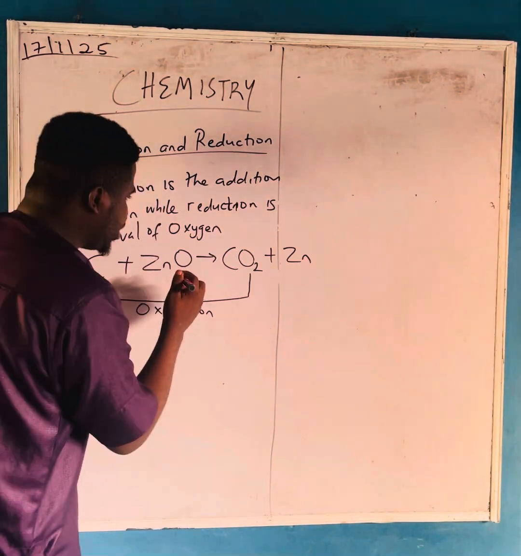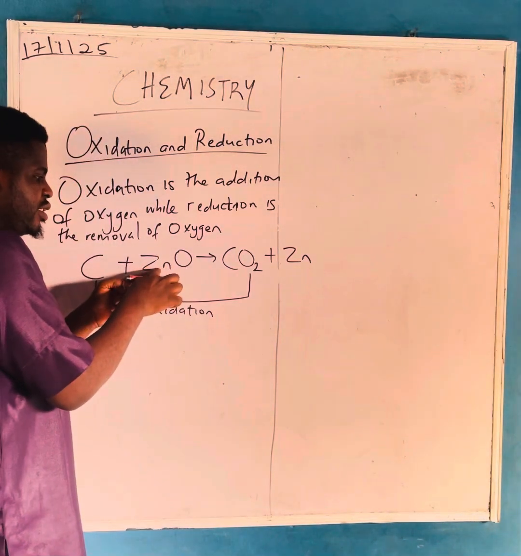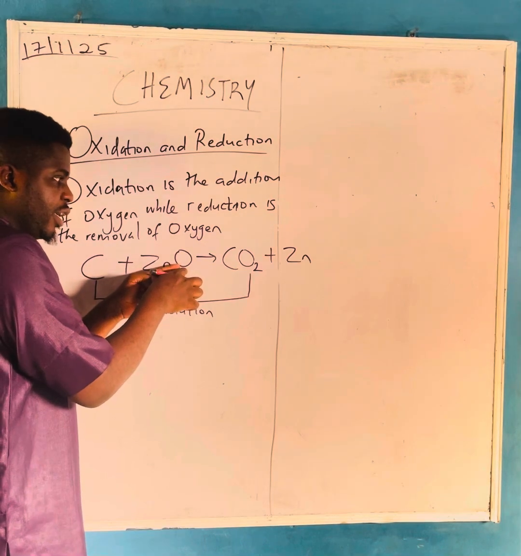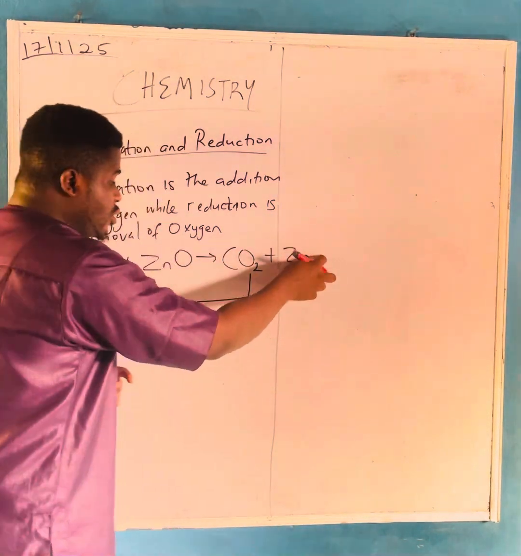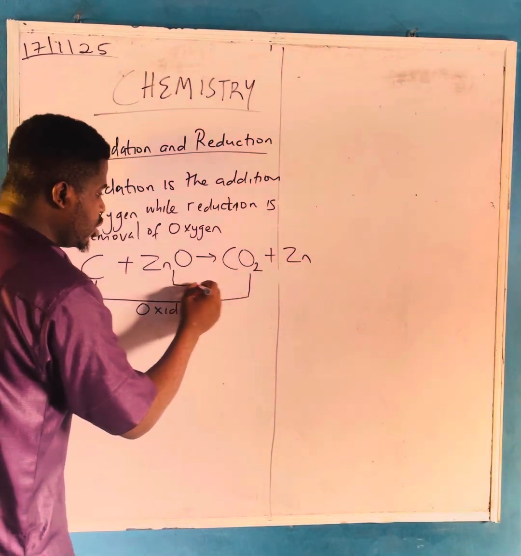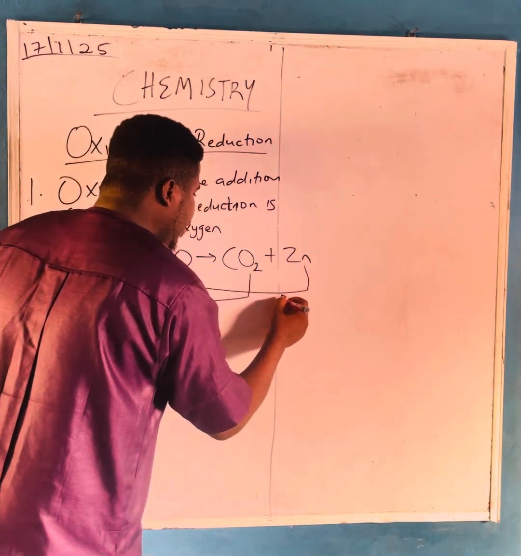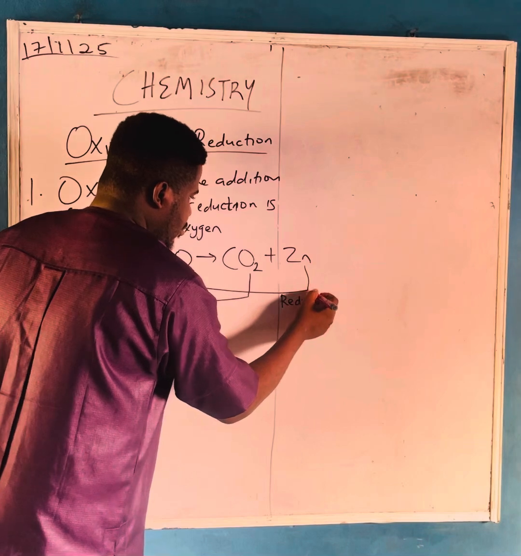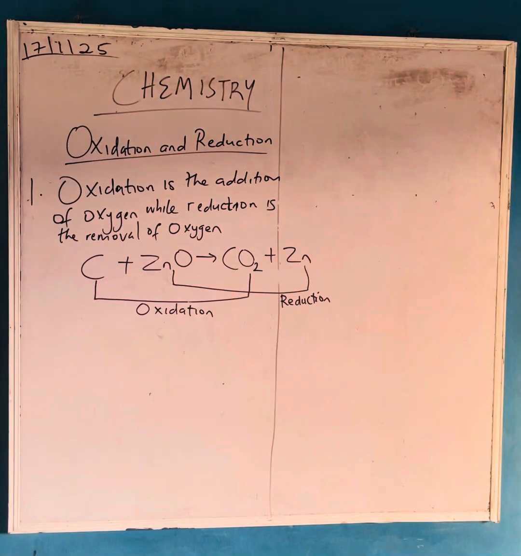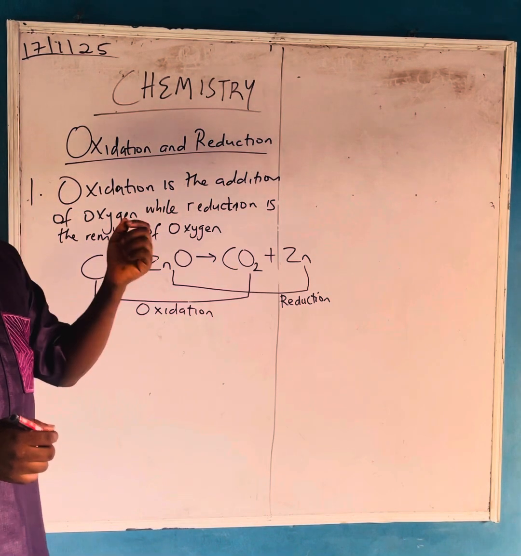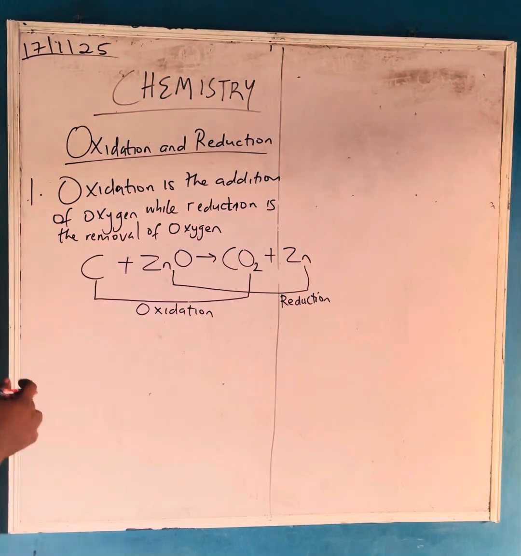Now in this place, if you notice in zinc oxide, there was oxygen before here in the reactants, but when it becomes a product, there is no oxygen again there. So it is undergoing reduction. So don't forget that oxidation is the addition of oxygen and reduction is the removal of oxygen.